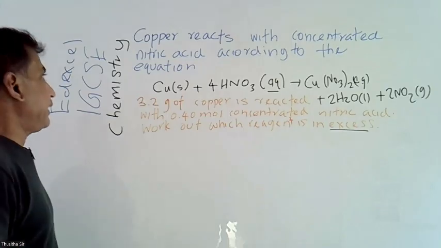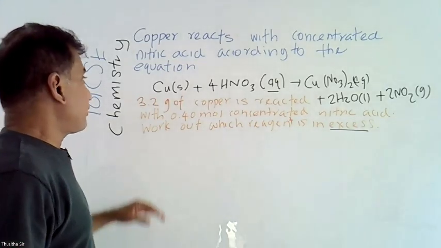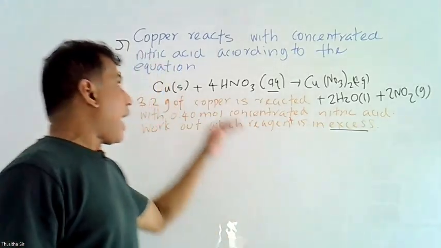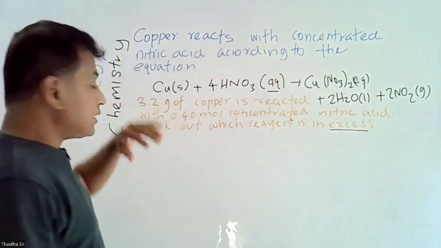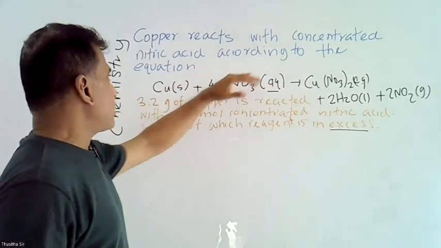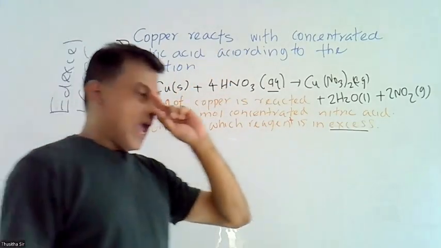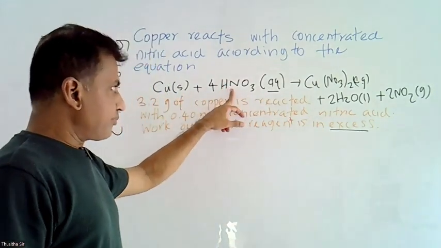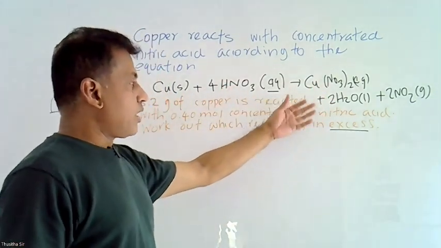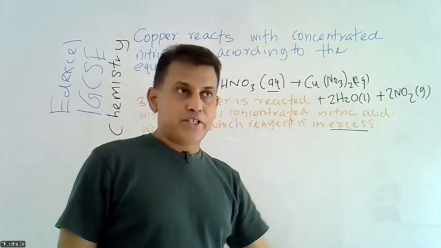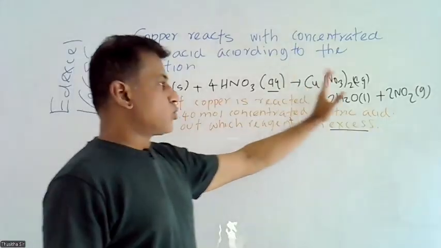The question is about the reaction between copper and nitric acid. Copper reacts with concentrated nitric acid according to the equation. You can see here copper, a solid, and nitric acid produce copper nitrate, water and nitrogen dioxide. So this is a balanced equation.